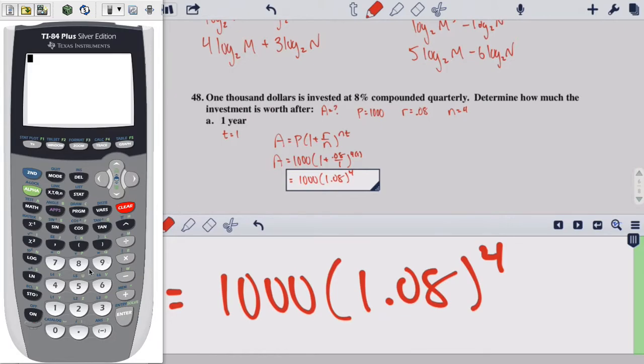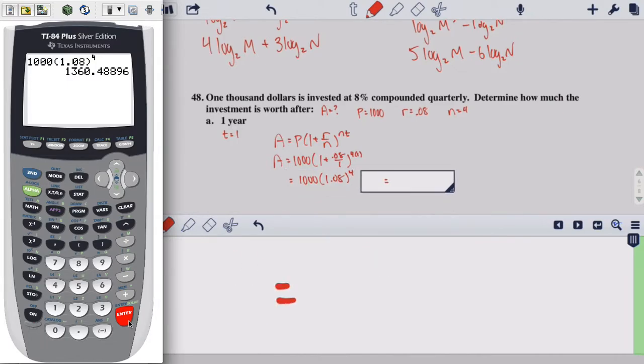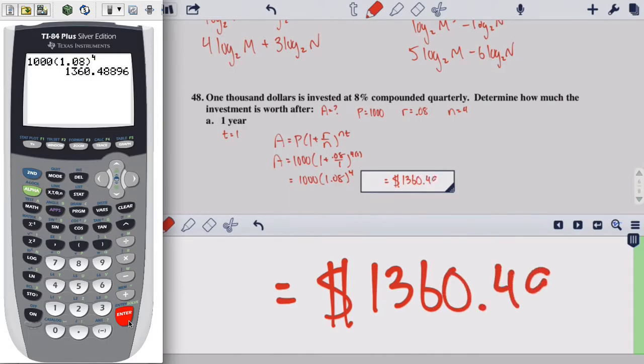Okay, so I'll come back over here on the calculator, do 1,000 times 1.08 raised to the 4th. Enter. I get a dollar amount. That dollar amount is $1,360.49.